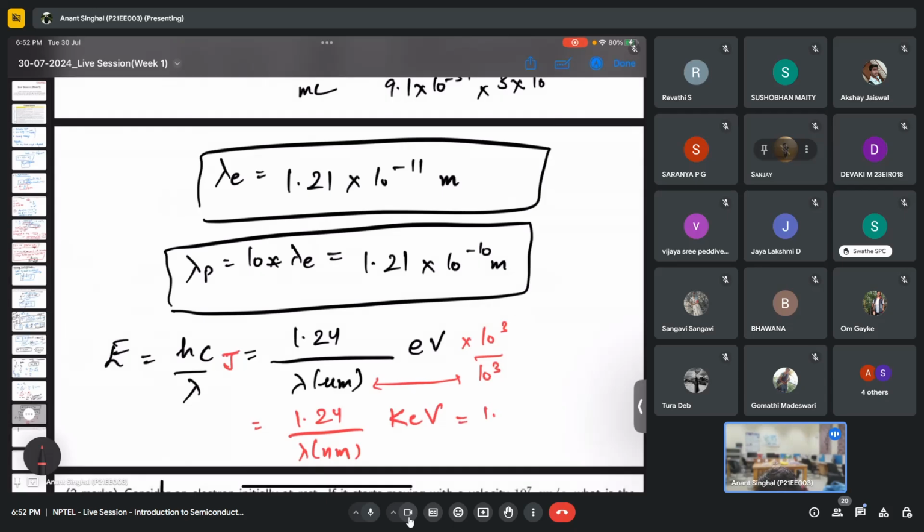Okay, so I can write it directly. This is 1.24 divided by 0.121. That will be coming out in dash from S9. So this will be the answer in kilo electron volt. So let me know. So I'm getting 10.25 kilo electron volts. That will be the answer to this question.